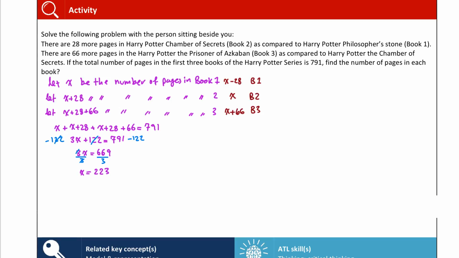So once I have this, this means that book 1 will have 223 pages. Book 2 will have 223 plus 28, which is 251 pages. And book 3 has 223 plus 28 plus 66, which is 317 pages.